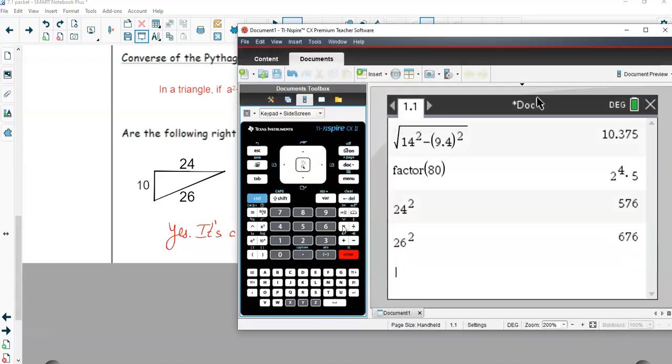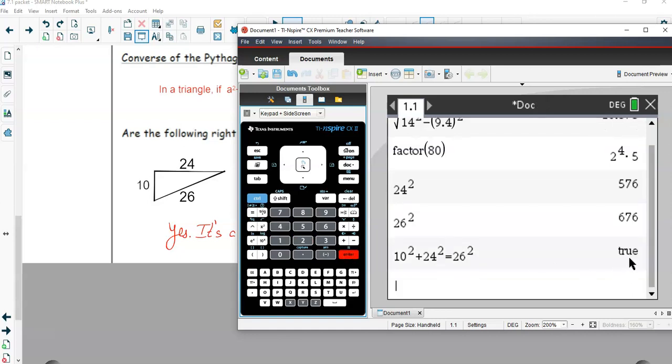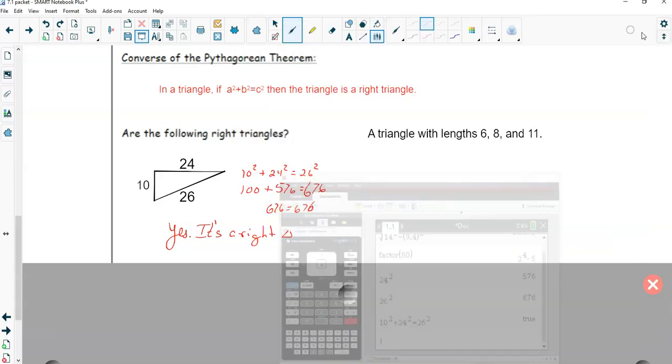Now there's another way you could do this in the calculator. Let me show you real quick. If it's true, it's going to say true. So 10 squared plus 24 squared is going to be equal to 26 squared. And at that point, I see it says true. So that means that is a right triangle. So if that is the question, I could solve it that way, and it will tell me whether it's true or false in the calculator.